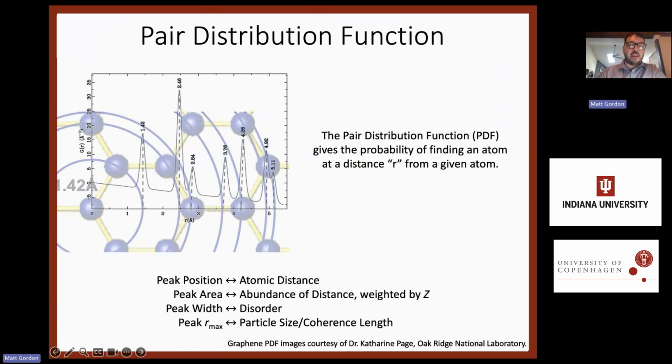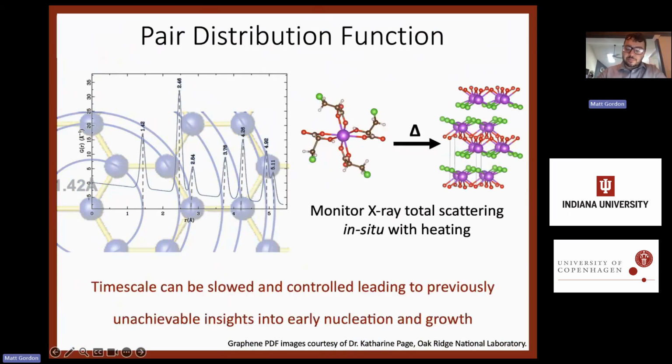And so looking at this, the atomic distance is our x coordinate, our peak position. Our peak area is the abundance of that distance weighted by the Z of that atom. And then the peak width corresponds to the disorder of that distance, and so on. And so we thought with our precursor that we had, we would then be able to heat it up, form our bismuth oxychloride crystal structure, and then be able to monitor the X-ray total scattering to get out maybe some insights into what's happening between our reactants and products here.